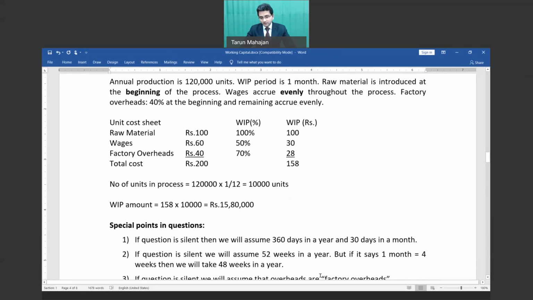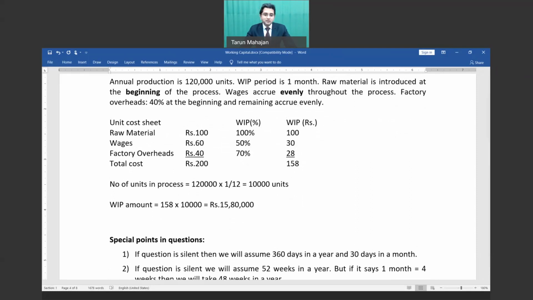How 70%? Okay. 70% is simple. You start with 40, you end at 100, and you divide it by 2. All calculations are made like this only. Everything ends at 100 because 100% completion means finished goods.